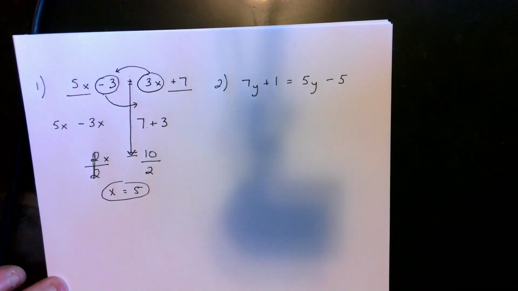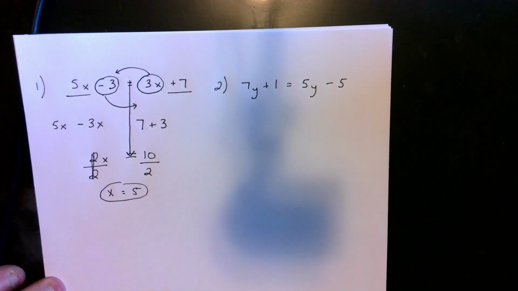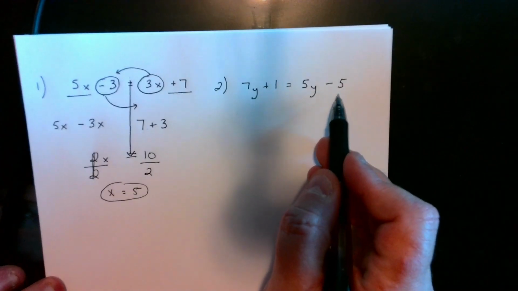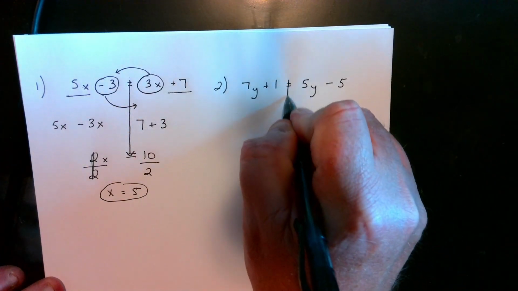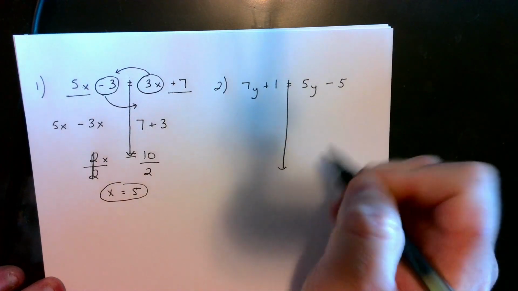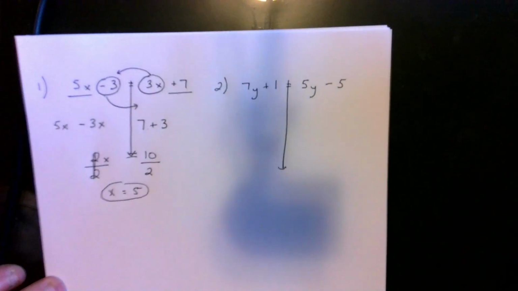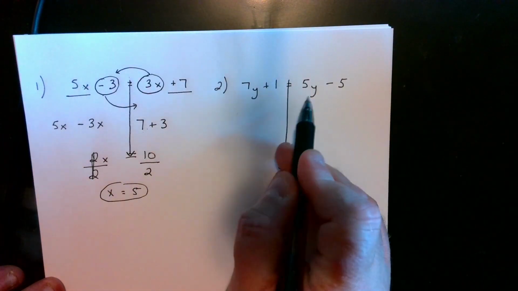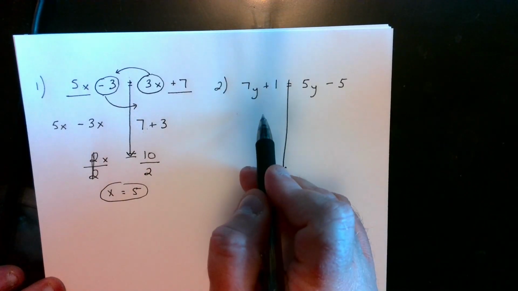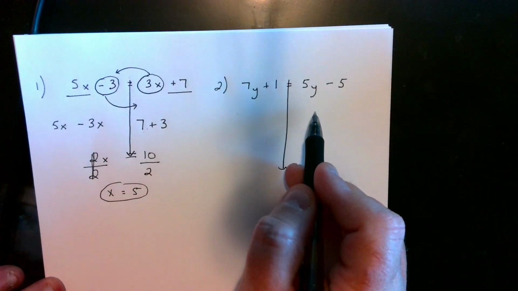Let's say we have the equation 7y plus 1 equals 5y minus 1. So break the problem in half. Let's get a right hand side and a left hand side to the problem. Now once again we have y's on both sides. We need to get them to the same side. Get everything that doesn't have a y to the other side.